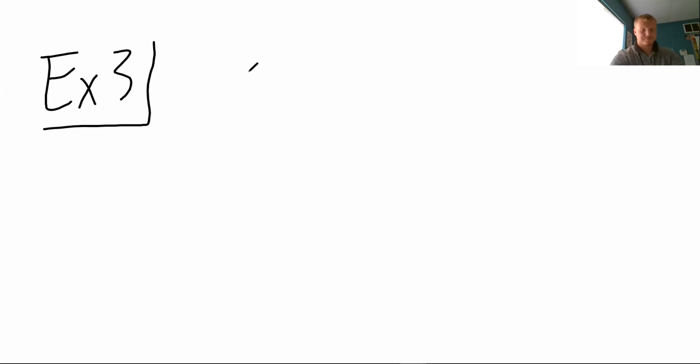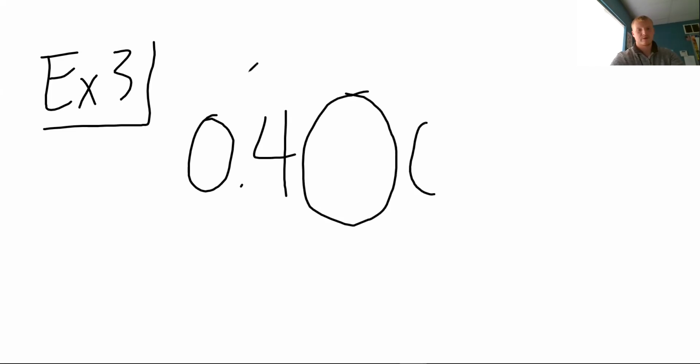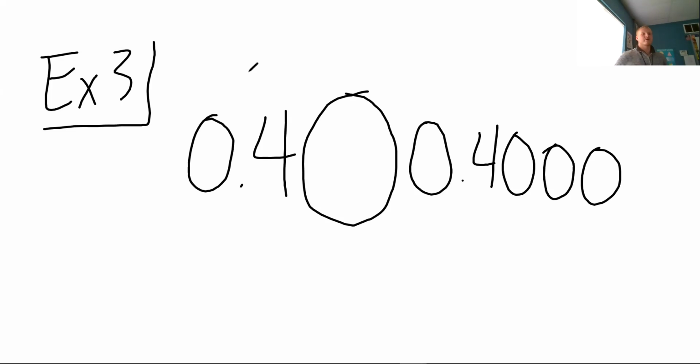Yeah, let's do that one. Example 3, page 223. I have 0.4, comparing it with 0.4000. Which one of those guys is bigger, Abby? They're equal, exactly. And why is that, Abby? Yep. Those zeros make no difference. And since 0.4 is the same as 0.4, they are equal. Good. Wunderbar. That means wonderful in German.